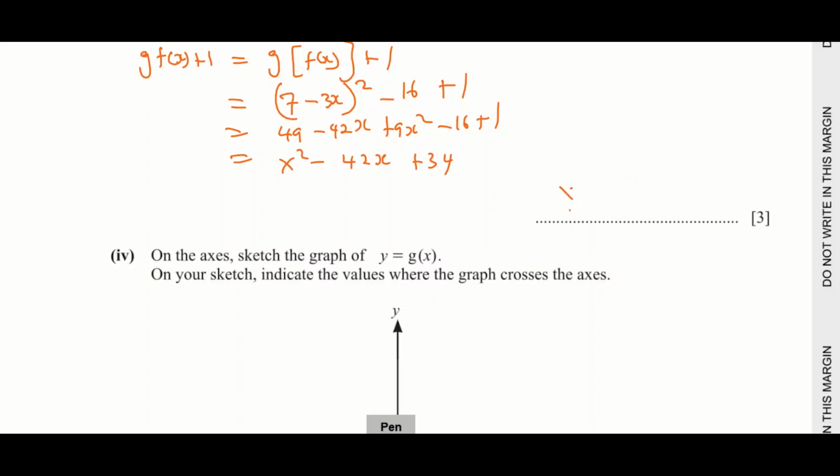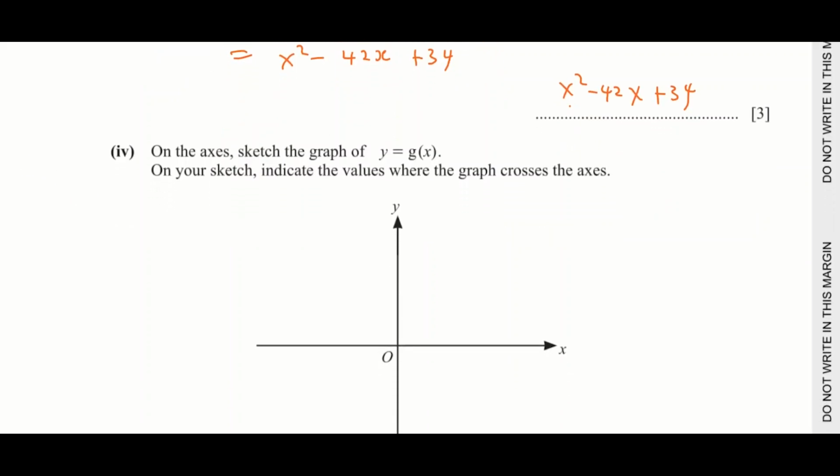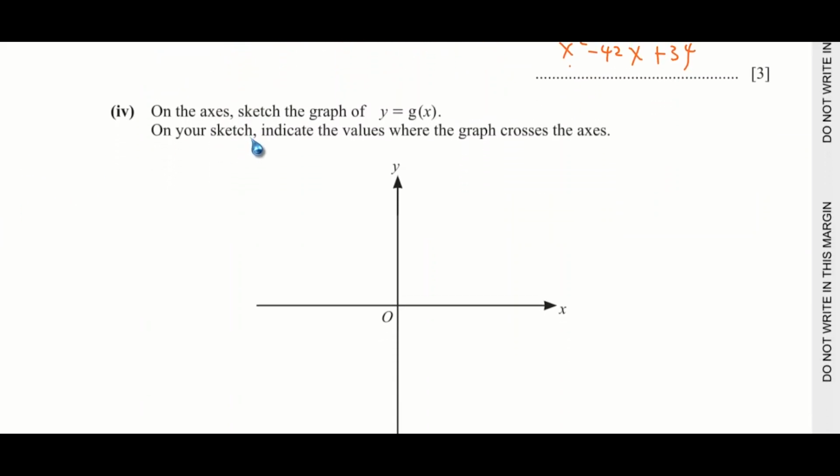x squared minus 42x plus 34. So that is what we get as our final answer. So round figure 4, on the axis, sketch the graph of y equals g of x. So that is, we want to sketch y equals x squared minus 16.